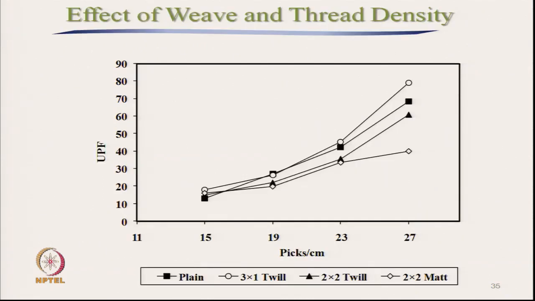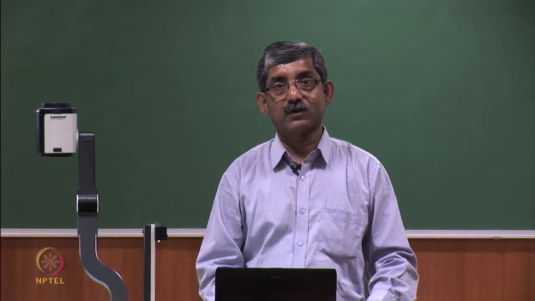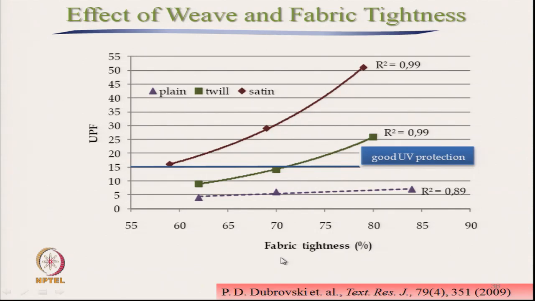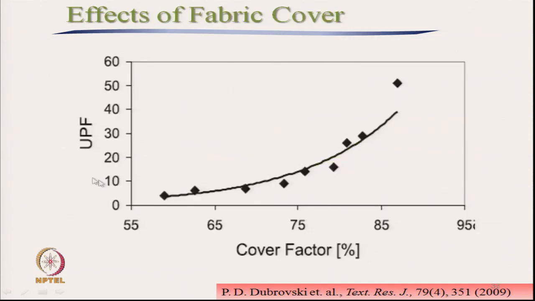Pick density: if the fabric becomes more and more compact, that will result in higher UPF value. So, that is why the compact fabric has higher UPF value. Fabric tightness here: a tighter fabric will have higher UPF value, and this effect is more in the case of satin fabric. Satin has higher UPF than the plain fabric. Cover factor: with the increase in cover factor, the UPF value increases.